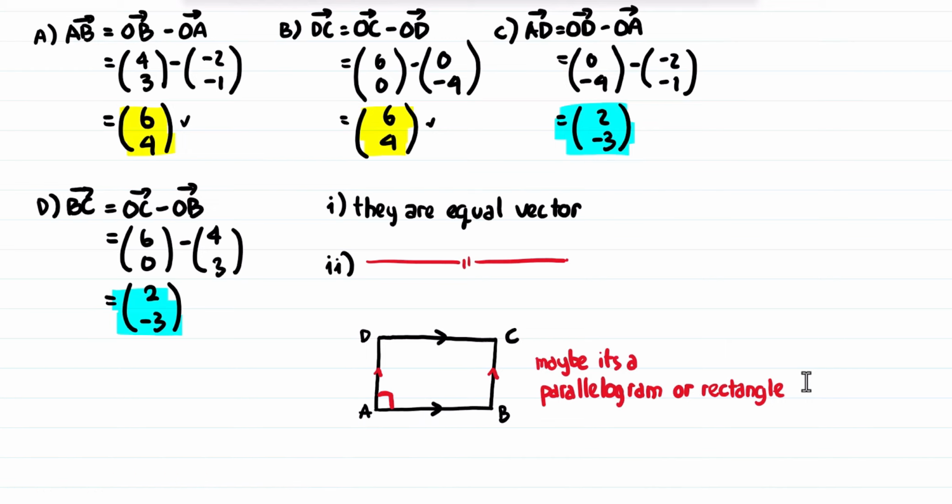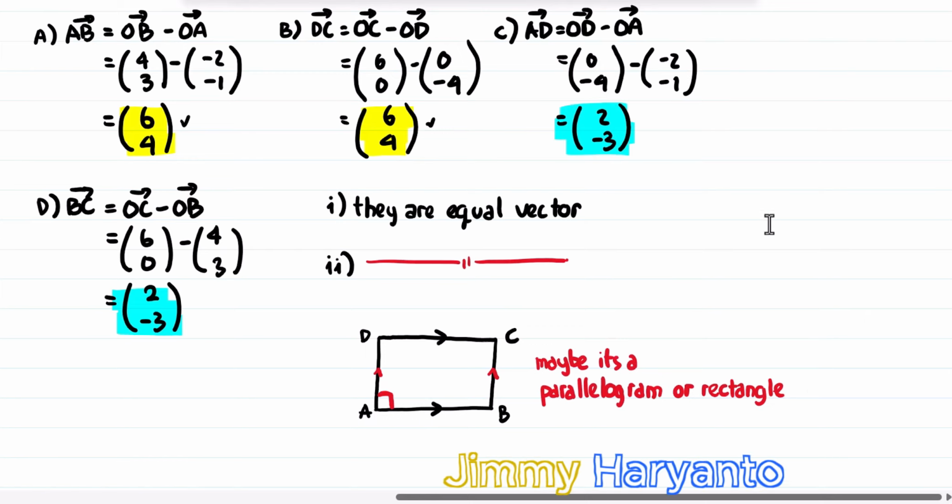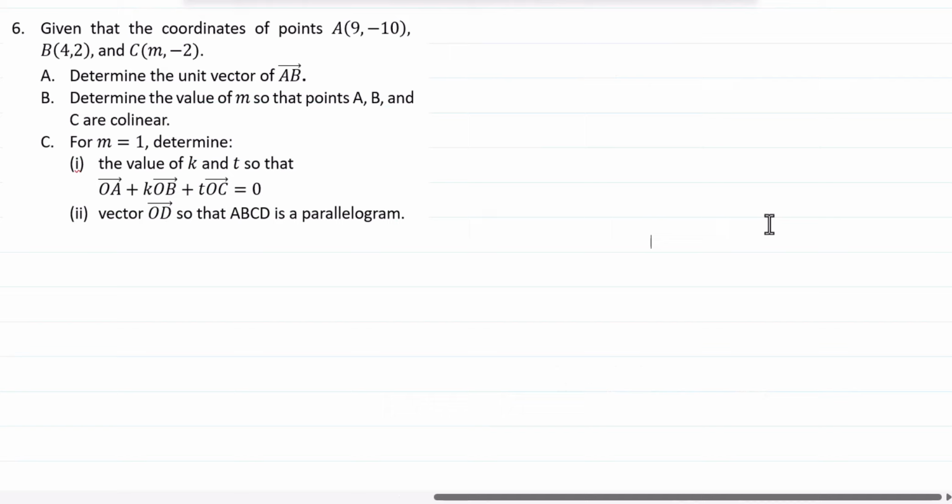A rhombus has the same length for all of the sides. That means this one is not a rhombus. It's either a parallelogram or a rectangle.